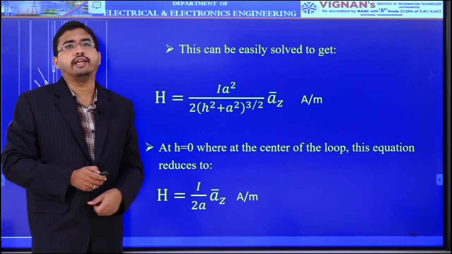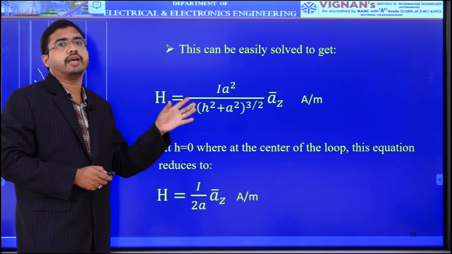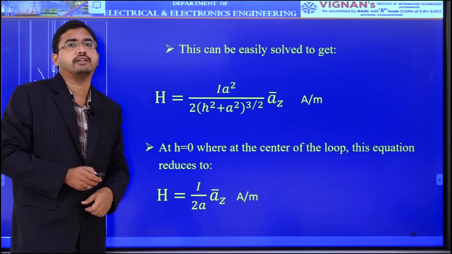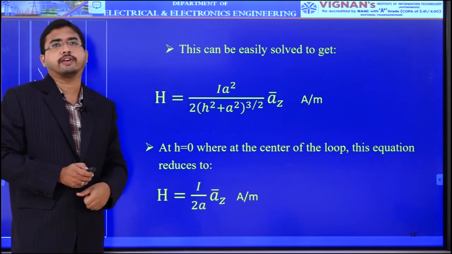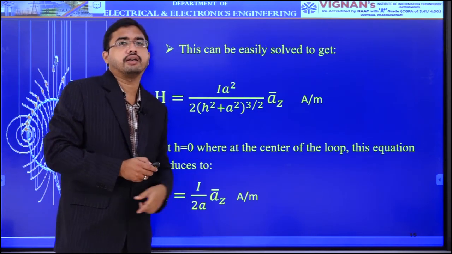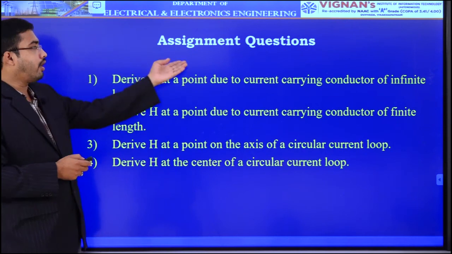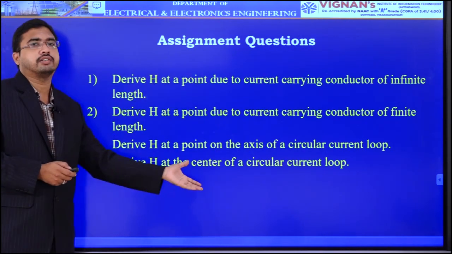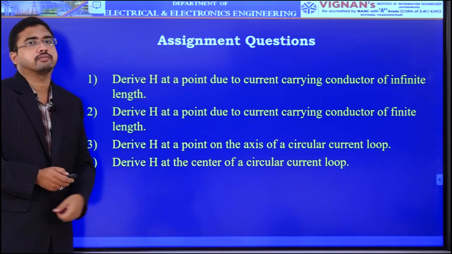So, these are the three derivations for H: due to an infinite length current carrying conductor, due to a finite length current carrying conductor, and the last one, H due to a circular current carrying loop. These are the possible questions which may come from this lecture in your exams. Solve this. Okay, thank you.